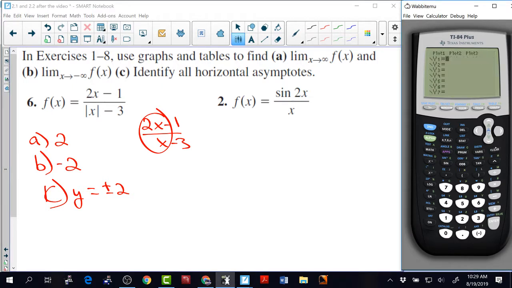Y equals, clear that off, sine of 2x divided by x. If we go zoom 6, make sure you're in radians, by the way. If you're in degrees, this will look like pretty much a horizontal line. So you got to be in radians. And there's that familiar squid or octopus figure. I'm going to go to window, make it look a little better. Negative 2 to 2.